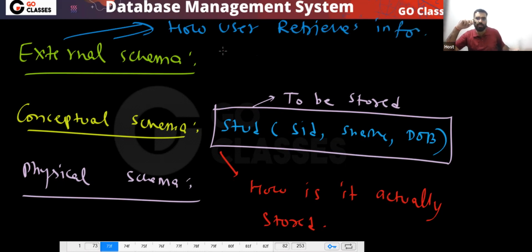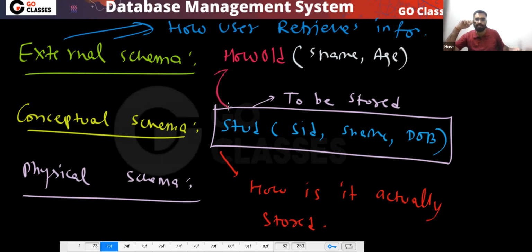So for example, let's assume the user wants the table name should be this. The user is saying the table name should be this, and just give me the S name and just give me the age. Okay, is this clear? So very simple. From this you will derive this.